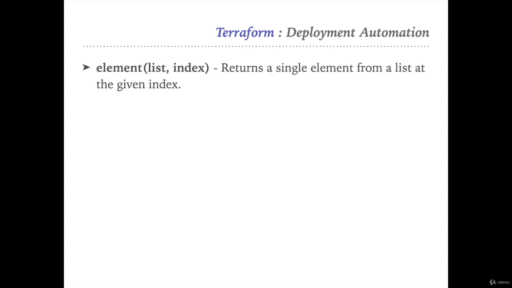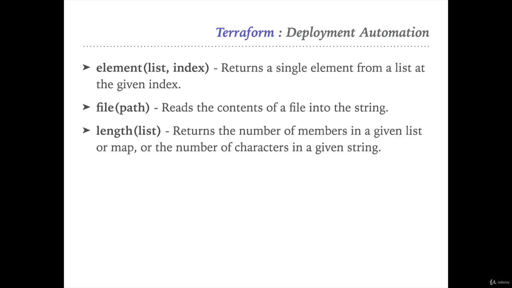The next built-in function is element, which accepts two arguments. First is the list and second is the index. If you want to identify the element present at a particular index, you can use the element function. It will return the element present at the given index. Then we have file. We have already learned about file, and we are using it to supply the public key. This will read the content of a file into a string. If you want to identify the length of a list, you can use the length function in Terraform.